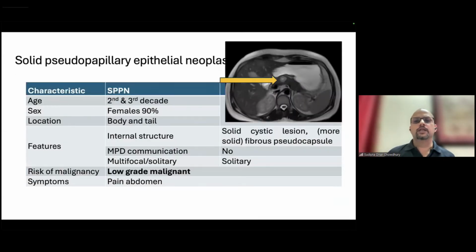Now, SPEN occurs usually in a younger age group, between the 2nd to 3rd decades. Women are most often affected with SPEN. They occur in the body tail region, and the internal structure is predominantly solid cystic, more solid, with a dense fibrous capsule. They do not communicate with the main pancreatic duct, and they are usually solitary. They have a low risk of malignancy. Most of the younger women who come with SPEN present usually with abdominal pain or an incidentally detected lesion.